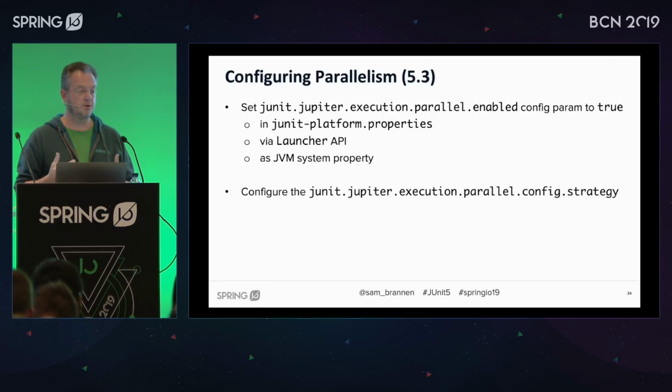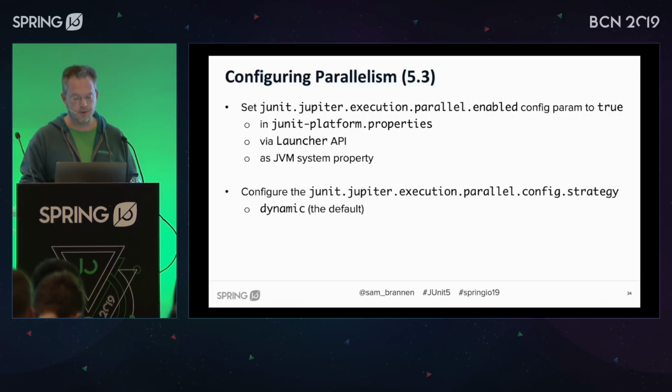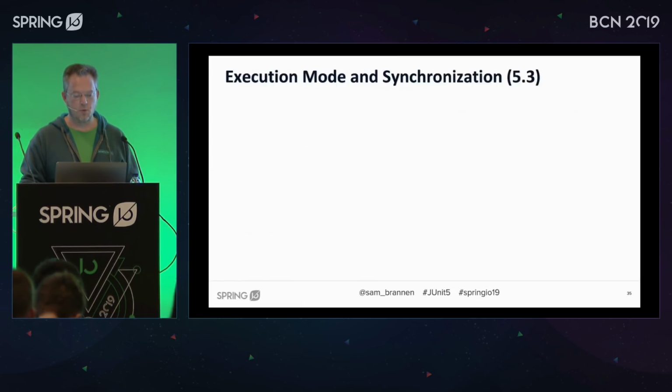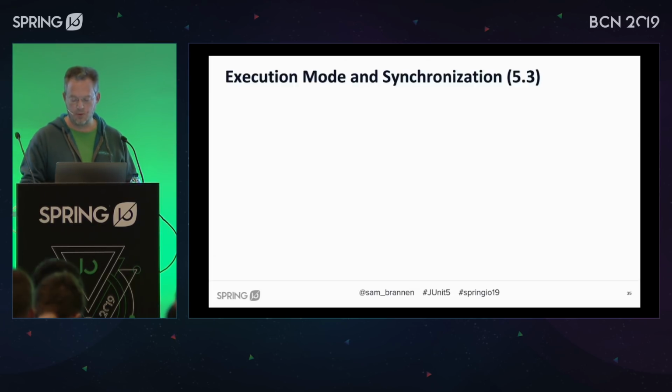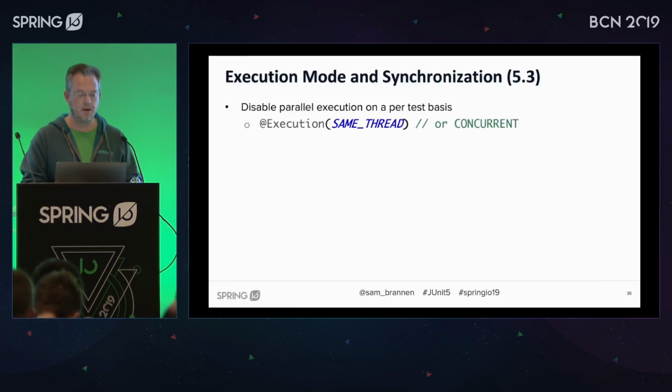Another thing you can do is configure the strategy to be used for how they should be executed in parallel. By default, it'll just be dynamic based on the number of CPUs and cores you have, but you can set a fixed number or custom strategy if you wanted to. Another thing to keep in mind, though, is synchronization. So you might want to pick or change execution mode. You can disable parallel execution on a per test basis, per class or a method, using the @Execution annotation, for example, setting it to same thread, and that would say don't run it concurrently. But you could also turn on concurrency for a particular one explicitly.